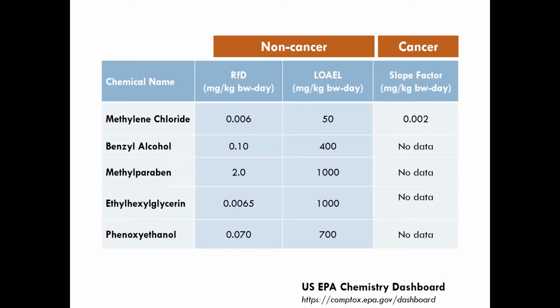This has information on the non-cancer RfD that we talked about yesterday, the LOAELs, the lowest observable adverse effect levels for these chemicals, and then the cancer information. But because these four are not classified, there is no data. There may be studies, and if you go to PubChem, you'll see some studies that raise issues. One of the issues with methylparaben, some people have shown some issues with tumors. Others are endocrine receptor disruption issues.